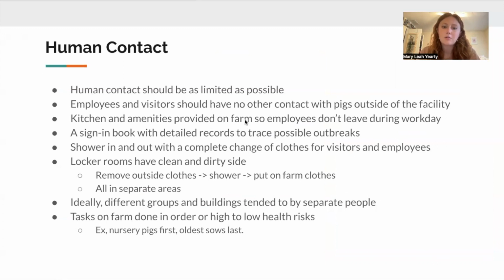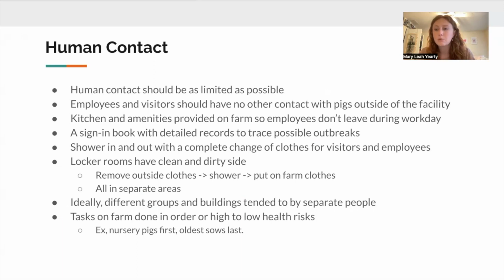Then a sign-in book with detailed records is important to trace possible outbreaks. This is important for the humans as well as the swine. We can assess the risk and see if it's potential that this human got a disease from swine and could give it to other humans, or vice versa, and then a human brought it in and we want to know where that came from. And then shower in and shower out is important and a complete change of clothes for visitors and employees. These locker rooms will have a clean and a dirty side where you'll come in, remove your outside clothes, shower, and then put on farm clothes just to limit the amount of pathogens that can come in on your skin and your clothing.